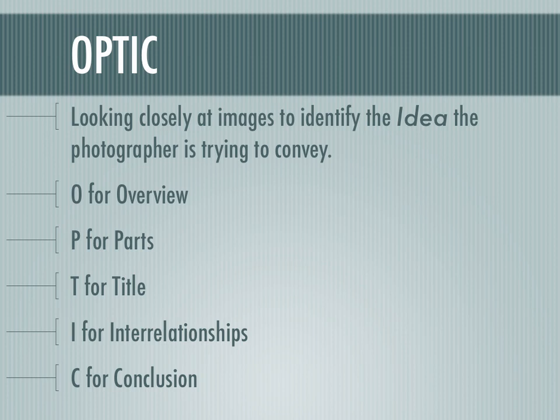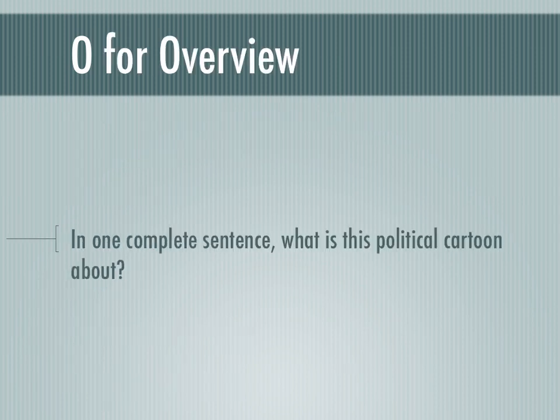Remember, this is basically looking at an image very closely and identifying the idea from sixth trait that a photographer is trying to convey. And our letters go overview, parts, title, interrelationships, and conclusion. This is the setup and organization for our writing. Remember that to do an overview, in a complete sentence, what is the political cartoon about?